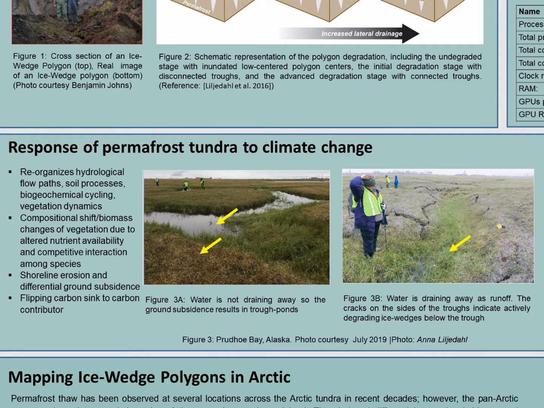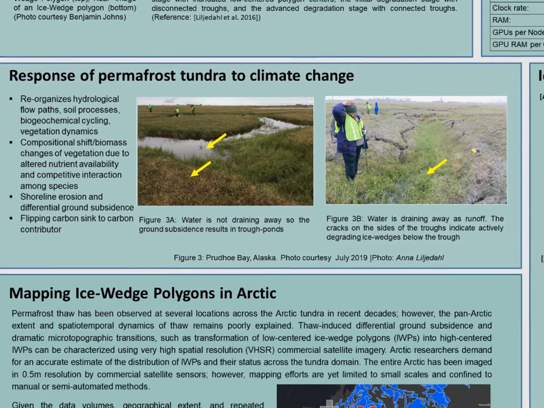The response of the permafrost tundra to climate change has become obvious. Figure 3 shows the increasing hydrological connectivity and draining of water bodies. Compositional shift, biomass changes, changes in the vegetation, and shoreline erosion are some of the other effects. One of the significant responses is the flipping of a carbon sink to a carbon contributor.